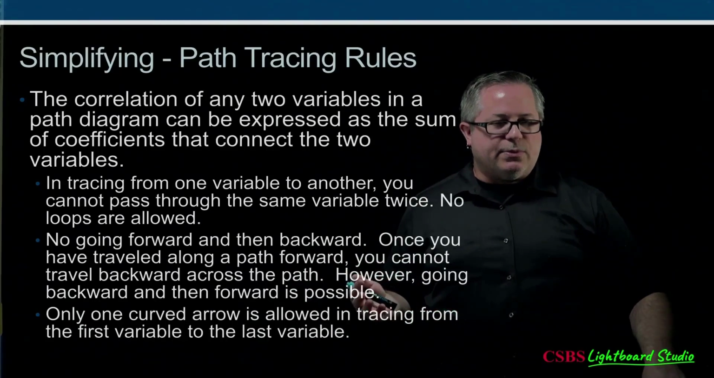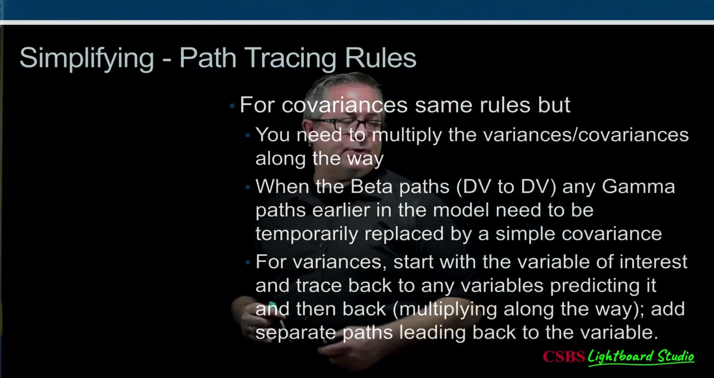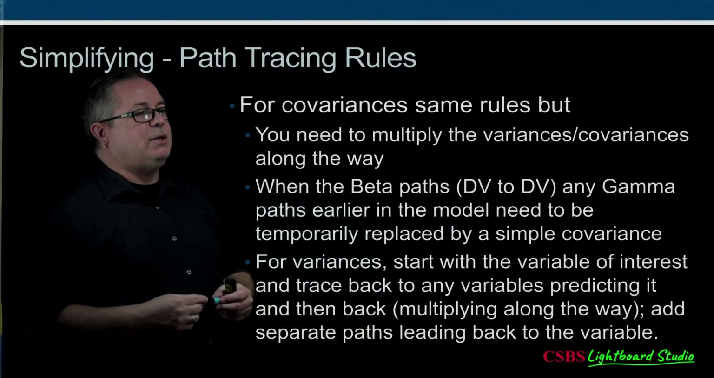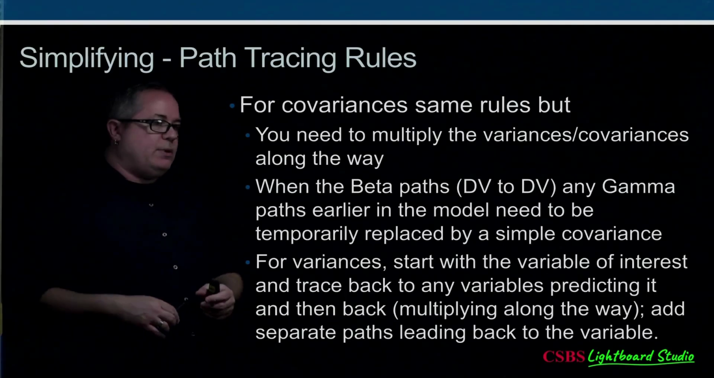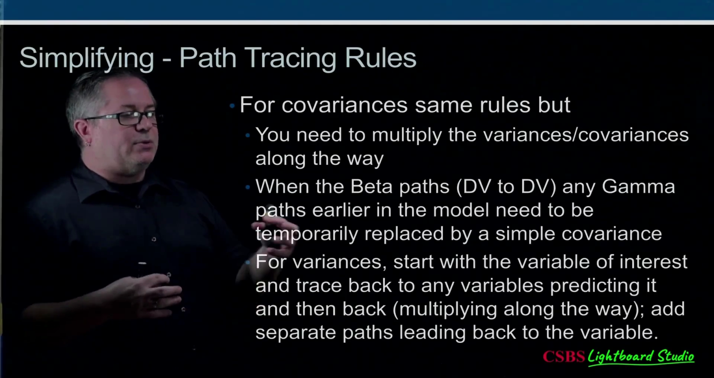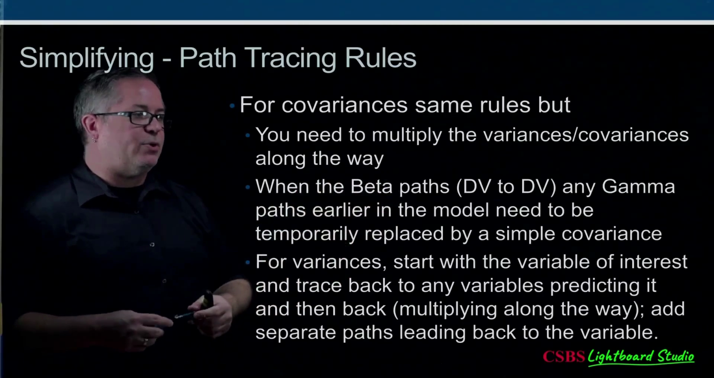But let's walk through what it looks like, talk about some of these path tracing rules. For covariances, same rules, but you need to multiply the variances and covariances along the way. So you're looking at the covariances between things, you actually need to multiply not just the path coefficients, but also the variances and stuff as you go.